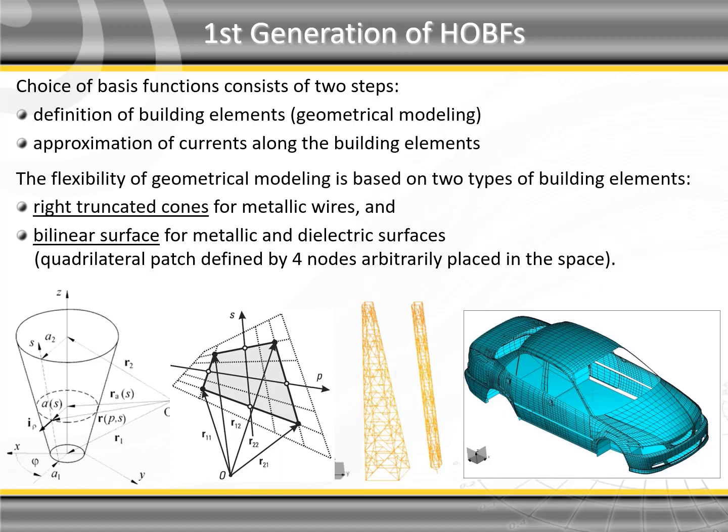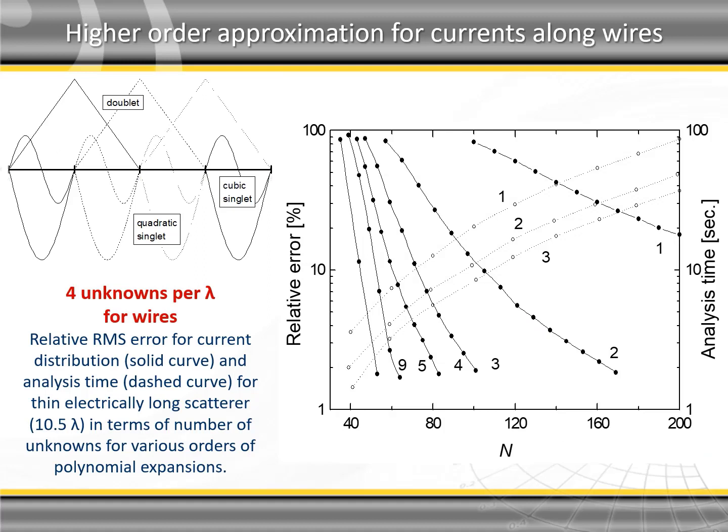A bilinear surface is a quadrilateral patch defined by 4 nodes arbitrarily placed in space. Using these building elements, the geometrical models of an antenna tower and a car shell are obtained, as shown in the two pictures on the right. The figure in the left upper corner illustrates higher-order bases along a chain of 4 wire segments. Expansion of the first order consists only of doublets, also known as triangle basis functions in method of moments-based thin wire analysis.